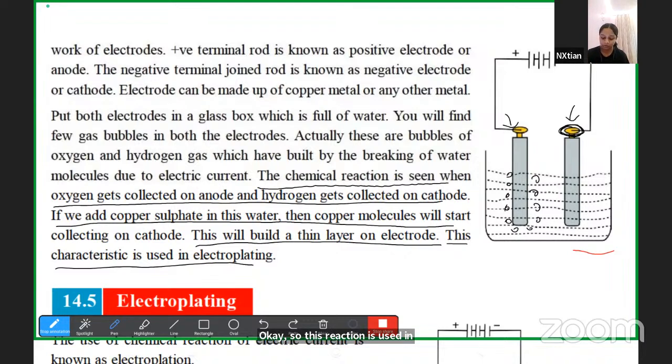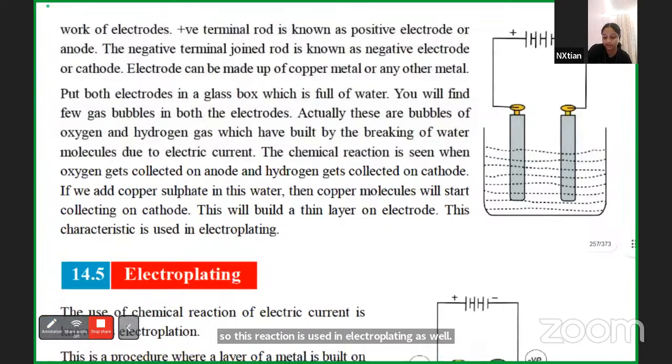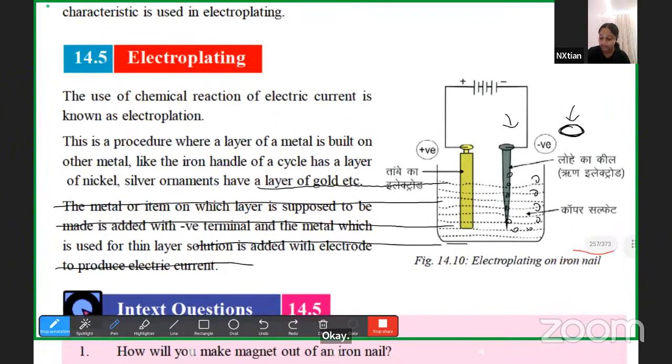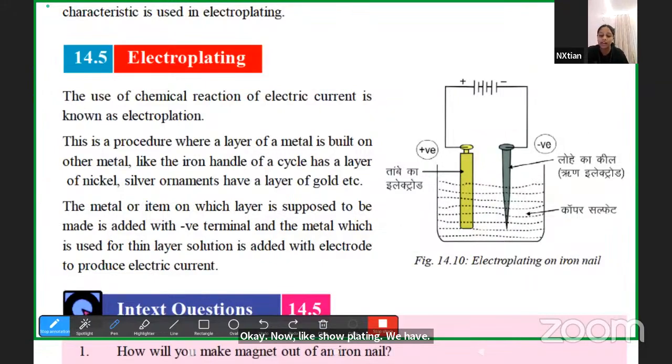Now, electroplating is a procedure where a layer of a metal is built on another metal. Like the iron handle of a cycle has a layer of nickel, and silver ornaments have a layer of gold, etc., to protect them from corroding, from rusting.